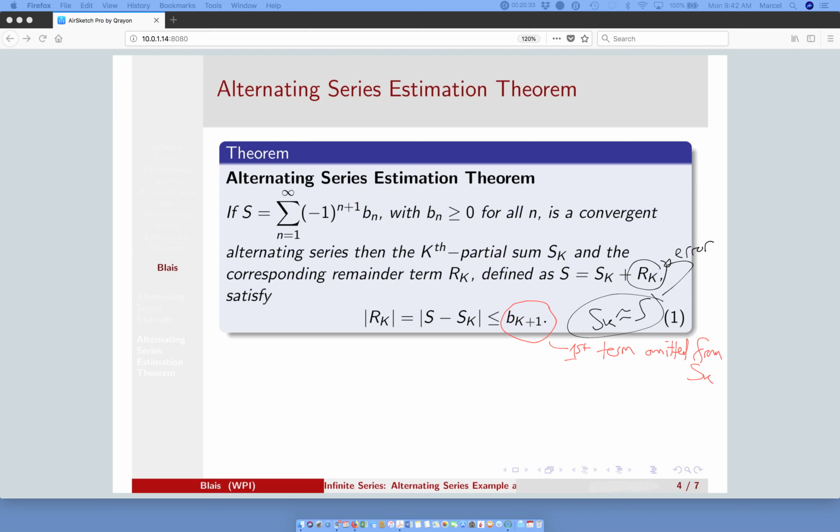So we can write it over here like that. So the error using Sk to approximate S, and this is how we'll often write it, is less than or equal to the size of the first omitted term.